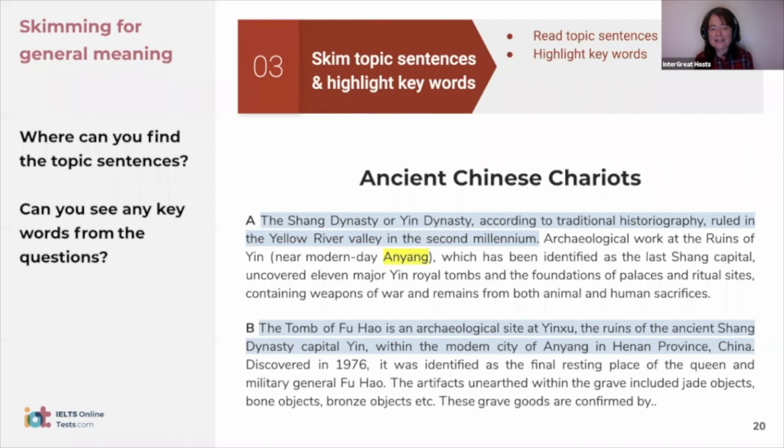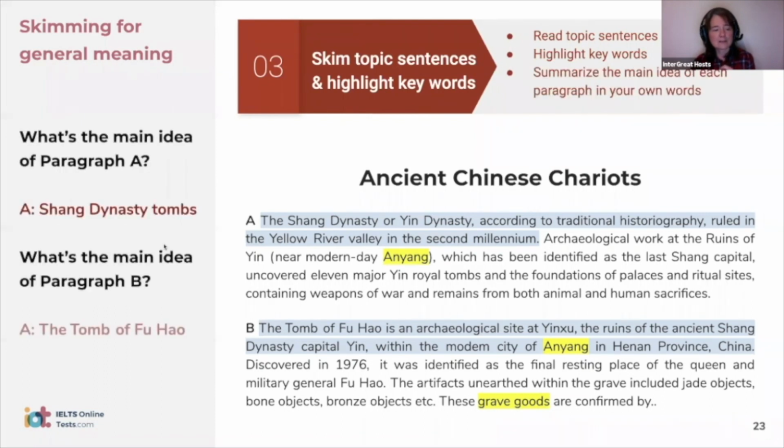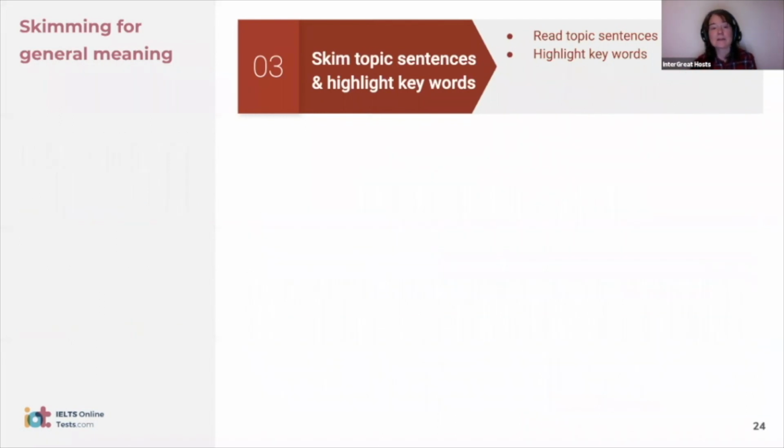If we look at paragraph B, what's the topic of paragraph B? Okay, yes, exactly. The tomb of Fu Hao, okay? So that's very specific. So that's going to contain all of the information related to that. Yes, and again, we have Anyang, and very good, Gagandi. We've also got the Kaushik, sorry, I don't know how to pronounce your name. Grave goods was something that came up in one of the questions. So we can just mark that, and we know then that we can come back to that very quickly once we start doing the exercise. Okay, so finding the topic of each paragraph is going to help you to find the information more quickly when you come to do the exercise, okay?